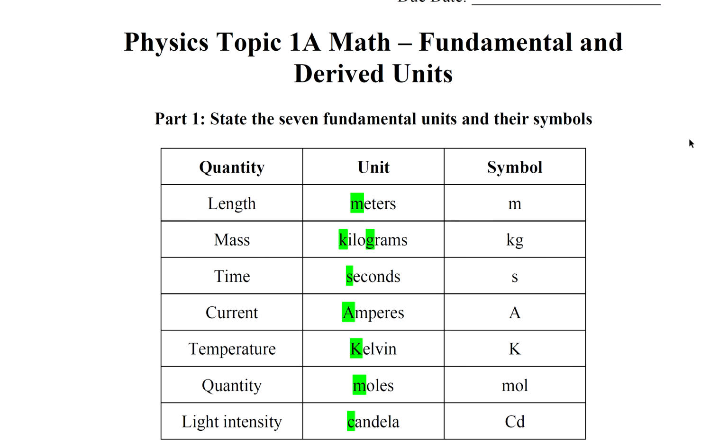And here you could see the symbols. For meters, it's little m. Kilograms, it's little kg. Seconds, it's little s. Amperes, it's capital A. Kelvin is capital K. Moles is little mol. And candela is little cd.